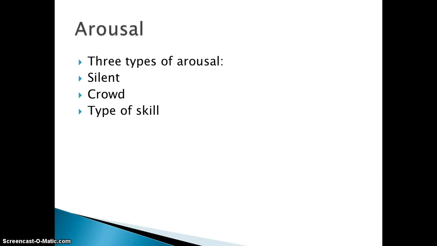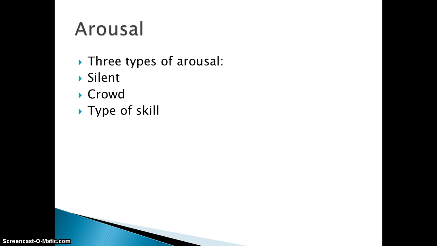Arousal. Definition of arousal: motivation is related to the intensity and direction of behaviour. That is the level of arousal and the way in which it affects our motivation and hence performance. There are many types of arousal. There are three types: silent, crowd and type of skill.